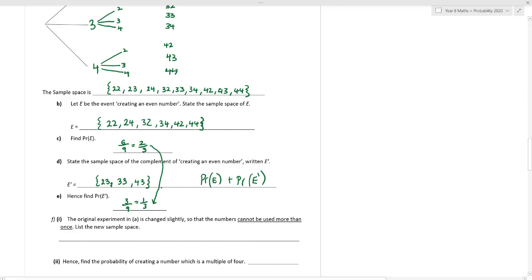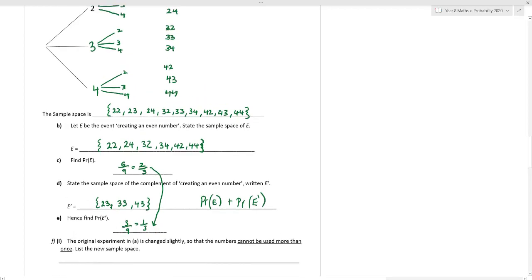Even and not even have to add to 1. 2/3 plus 1/3 is 1. Let's have a look. The original experiment in A is changed slightly so that numbers cannot be used more than once. List the new sample space.